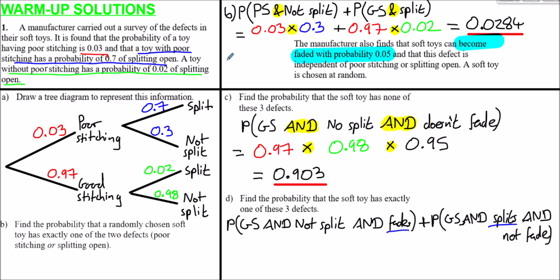The third defect, so the third possibility, is the probability that the defect is the stitching itself. So probability we've got poor stitching, but there's no other defects. So poor stitching, and despite that, it doesn't split. And that it doesn't fade.